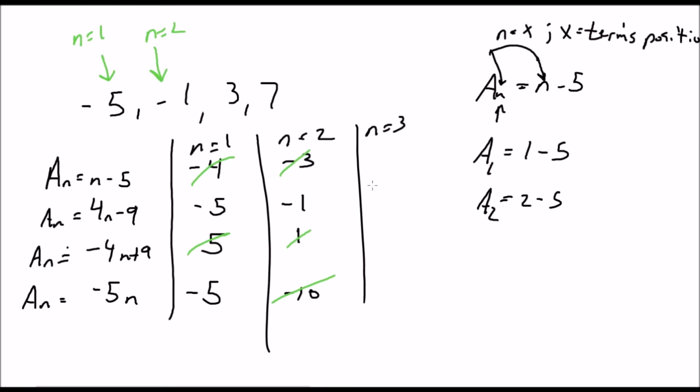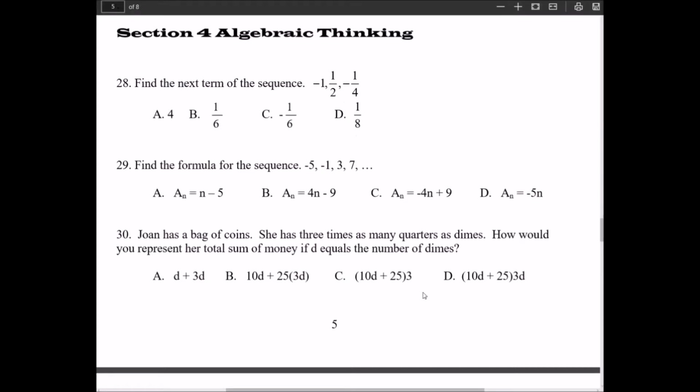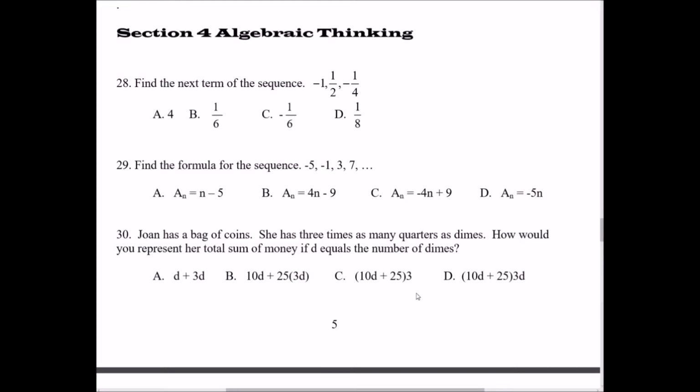Sorry, 12 minus 9 is 3. That is good. Alright, number 30. Joan has a bag of coins. She has 3 times as many quarters as dimes. How would you represent her total sum of money if D is equal to the number of dimes?